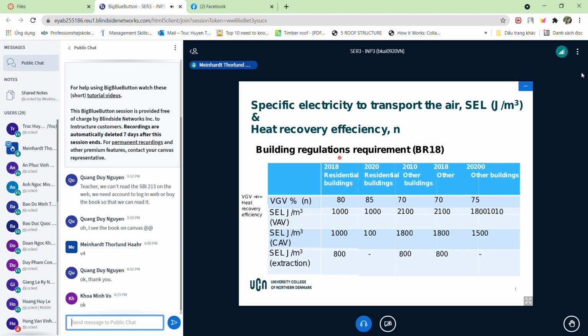A specific heat fan power, in Danish called SEL, and the VGV is the heat recovery efficiency. So here we can see what the minimum requirements or maximum requirements were.